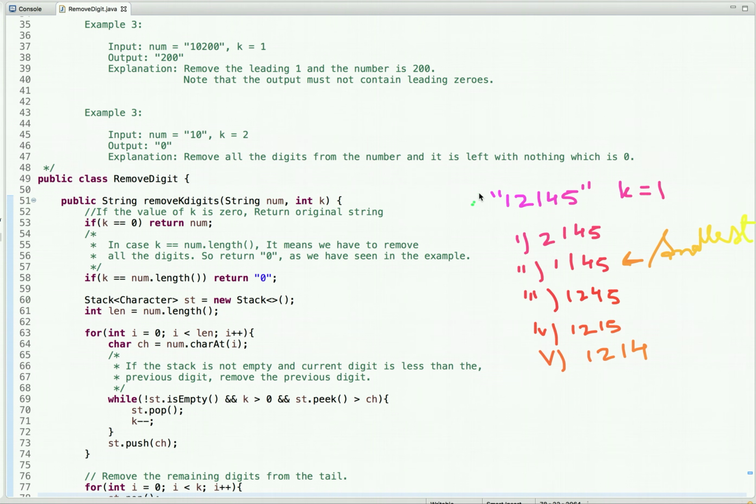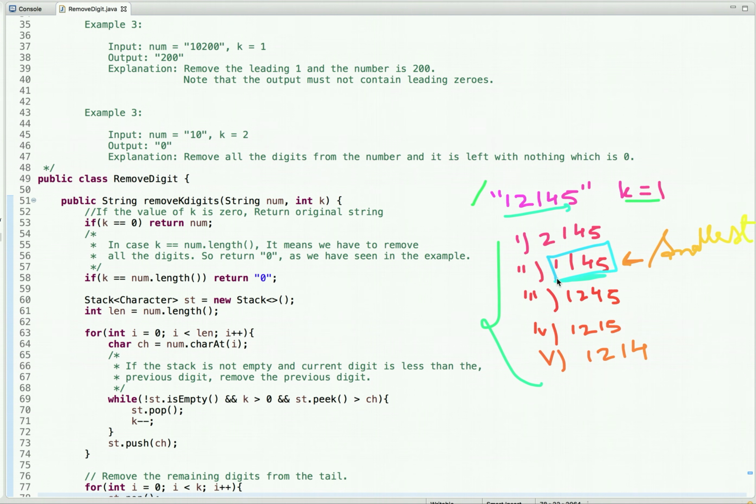So let's see the third example. In the third example, we have to remove one digit so that we can make the smallest possible number, and out of all these numbers, this is the smallest one. You can see when we traverse this string from the left side, and when we encounter a number that is smaller than the previous number, we remove the previous number. And when we remove it, the number we get here is the smallest one. So this is the approach we follow to solve this problem.